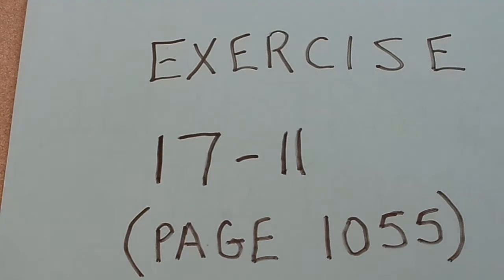Hello. We're going to be looking for the next 20 minutes or so at exercise 17-11 on page 1055 of Spiceland's 7th edition, Intermediate Accounting for Accounting 222. In this problem, we're looking at components of pension expense and journal entries that we'll have to do to record the pension expense. Now, there are a lot of facts given in this problem.